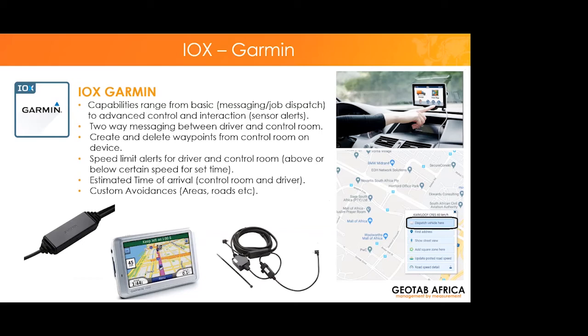Estimated time of arrival. And custom avoidance. Thus, you can set up routes that the driver should take, avoiding specific areas or roads. With the My Geotab software, with a right click on the map, you can dispatch vehicles to that specific address.